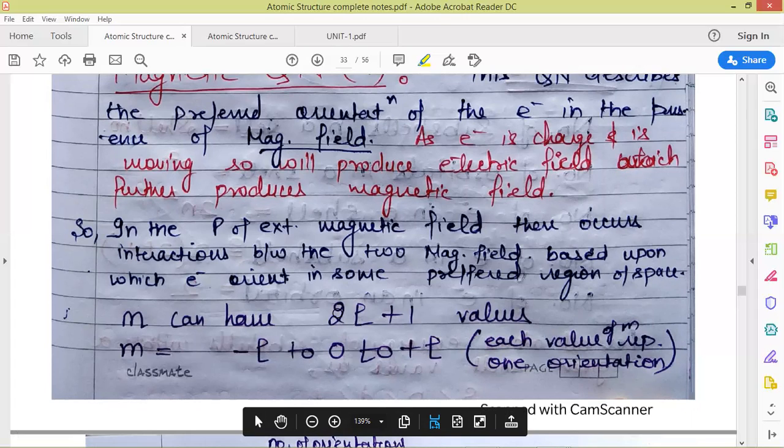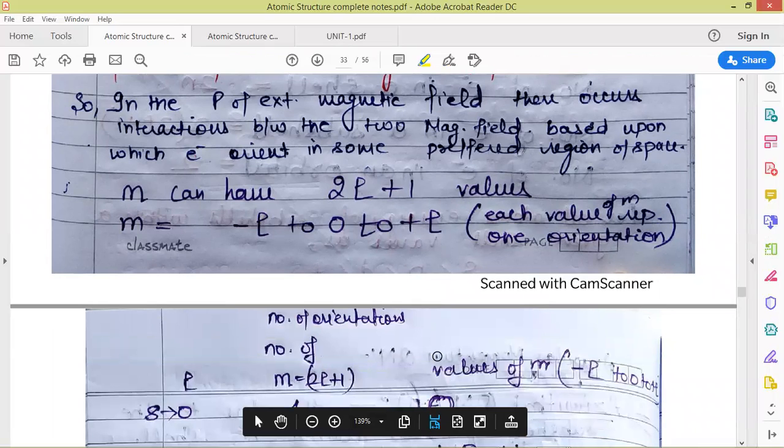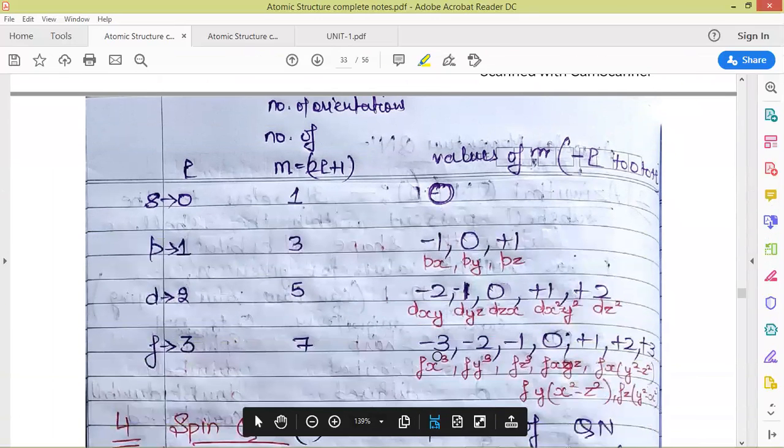That means for P, value of L is 1. That means values of M would be minus 1, 0 and plus 1. And for D, value of L is 2. That means values of M will be minus 2, minus 1, 0, plus 1 and plus 2. 5 values will be there. Similarly for F, values will start from minus 3 to plus 3 with a difference of 1.